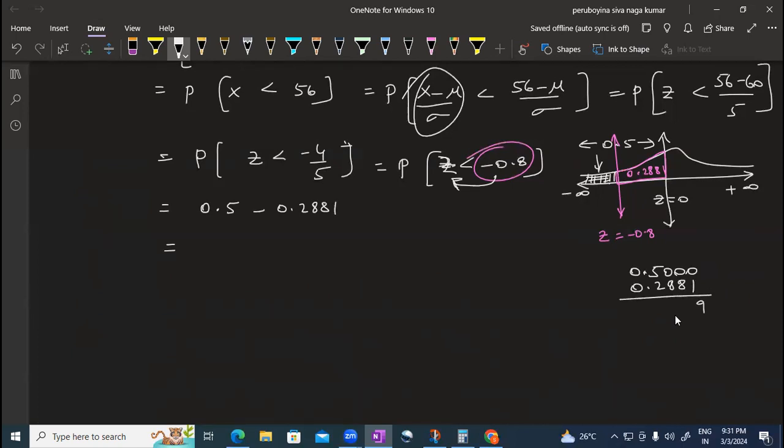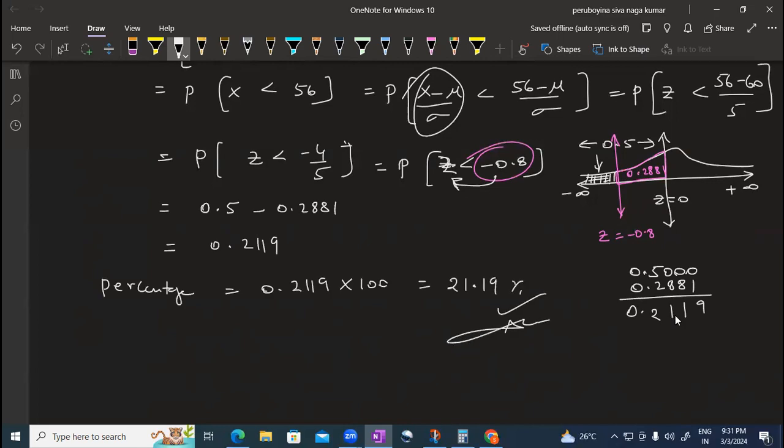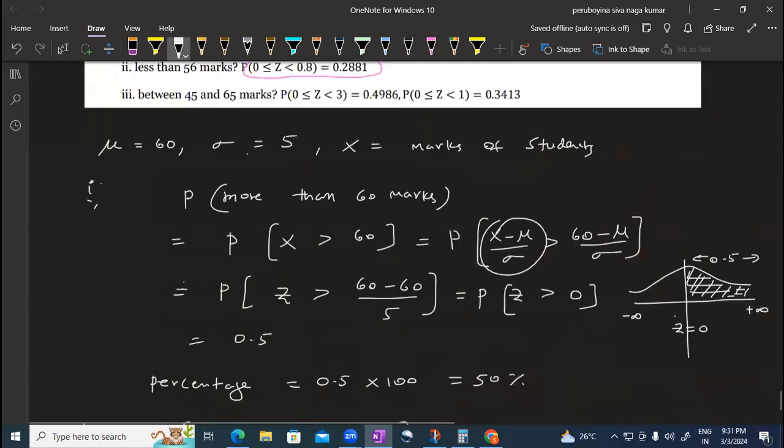10 minus 1 is 9. 9 minus 8 is 1. 9 minus 8 is 1. 4 minus 2 is 2. So 0.2119. But we want the percentage. Percentage is equal to 0.2119 multiplied by 100. It will be 21.19 percent, which is the answer to the second question.